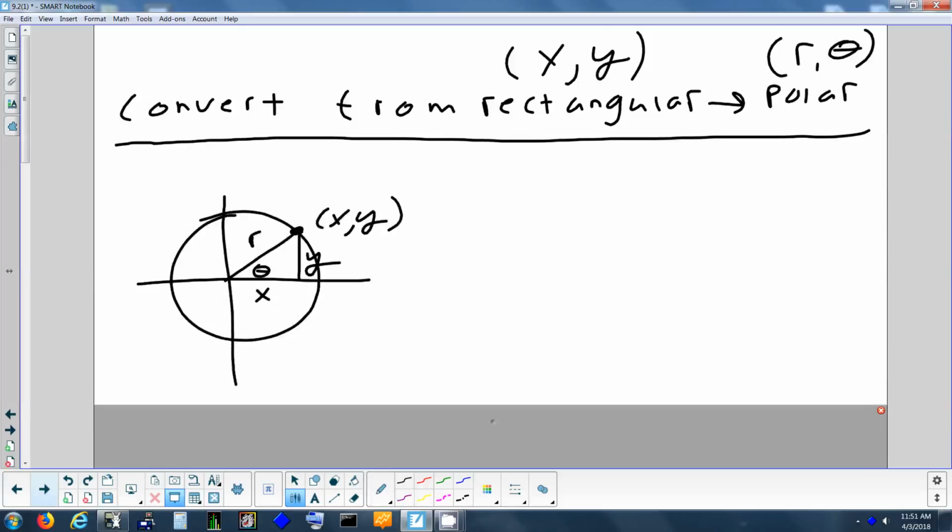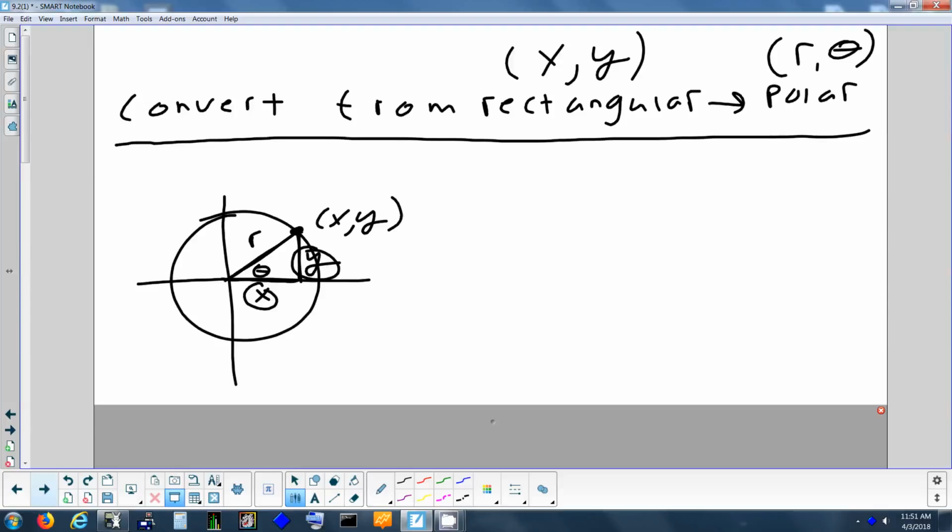Okay, so here's kind of a diagram like we had before. I'm not going to go through it in too much detail. I'm just going to give you the formula. X squared plus y squared gives you r squared. So you can use the Pythagorean theorem to get your radius. Because you'll know this and you'll know that.